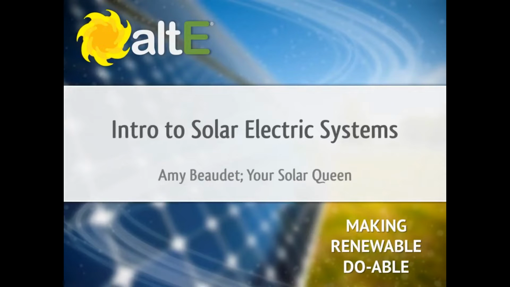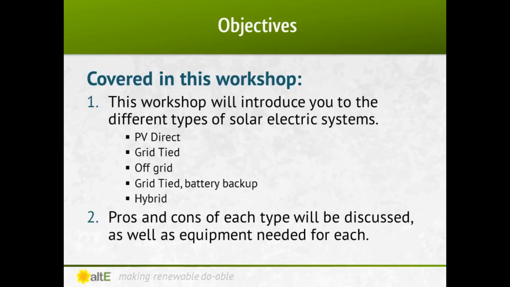This second video is an introduction to solar electric systems. If you missed our first video, I recommend you go back and watch the first in the series called Introduction to Electricity Basics. We're going to go through the 5 different types of solar electric systems: PV direct, grid-tied, off-grid, grid-tied with battery backup, and finally a hybrid system. We'll discuss the pros and cons of each type and briefly cover the basic equipment needed for each type.